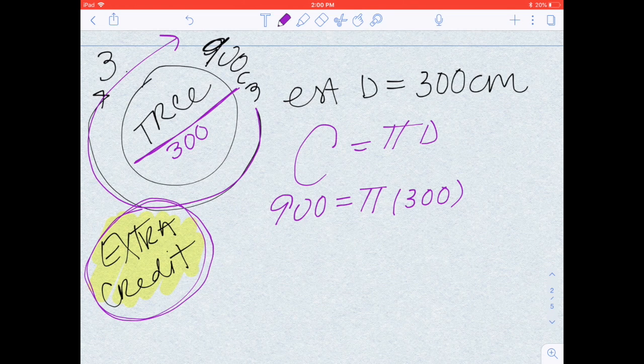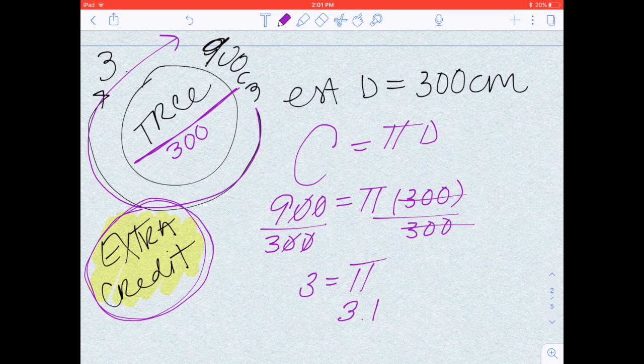So an easy thing to do now would be to divide my 300 from both sides. And I'm left with, cancel, cancel, 3 equals pi. Well, we know pi is actually a number, not just a symbol. And the symbol for pi stands for 3.14 and so on, right? So the question is 3, well, we know it's not equal. Is it above or below or equal to 3.14? And it's below.